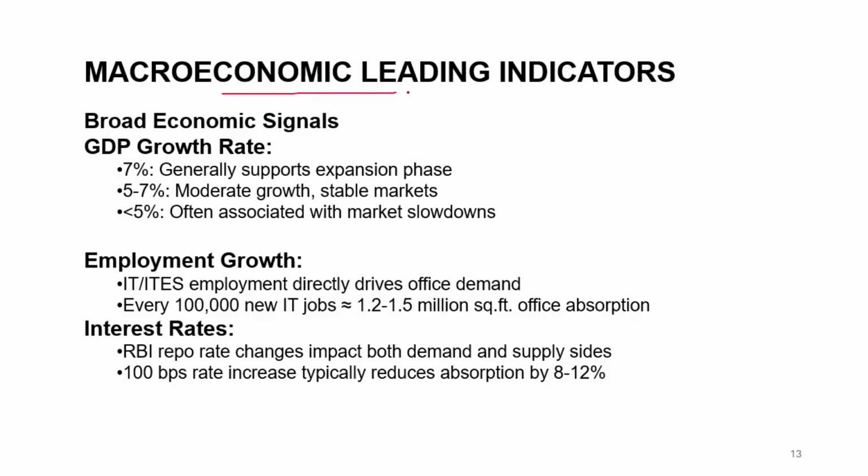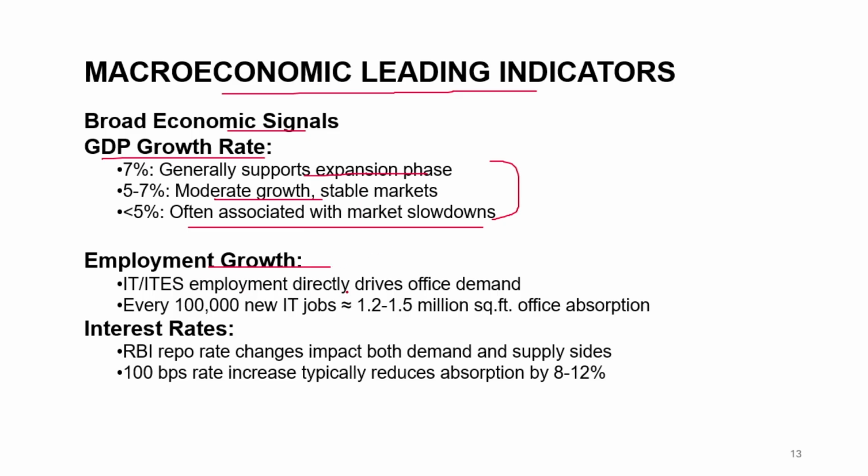Then we have macroeconomic leading indicators, which can show some of the changes which might be taking place. For example, GDP growth rate. So, these are broad economic signals we are talking about. So, GDP growth rate. So, 7% generally supports expansion phase, 5 to 7% moderate growth, and less than 5% often associated with market slowdown. So, we are talking about India here. So, these are the kind of growth rates of GDP which are telling us that greater than 7% generally supports expansion phase, 5 to 7% is your moderate growth, and less than 5% can be alarming and often associated with market slowdown.